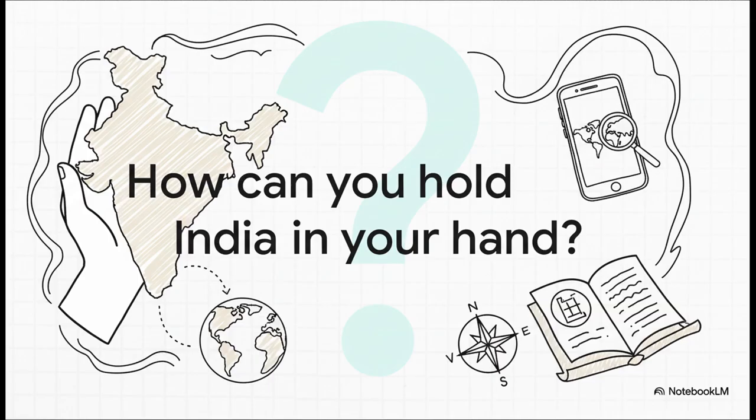Have you ever thought about it? How can you possibly hold the entire country of India, all the way from Kashmir to Kanyakumari, right in the palm of your hand? Or how does Google Maps squeeze the whole world onto your tiny phone screen? What kind of magic is this? Well, guess what? It's not magic. It's the amazing work of cartographers, the people who make maps, and they use a very special secret code.